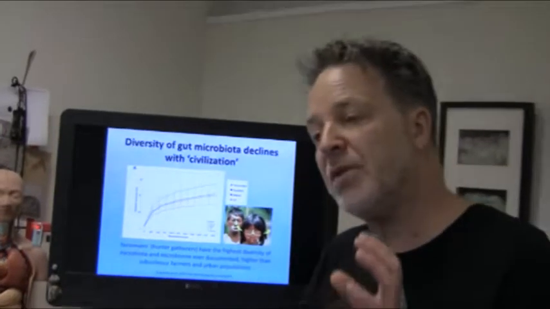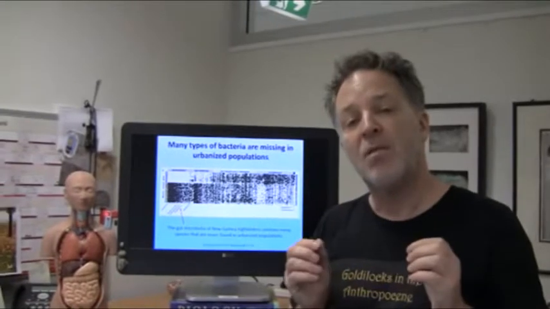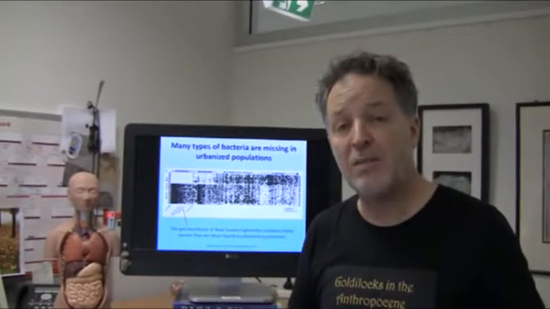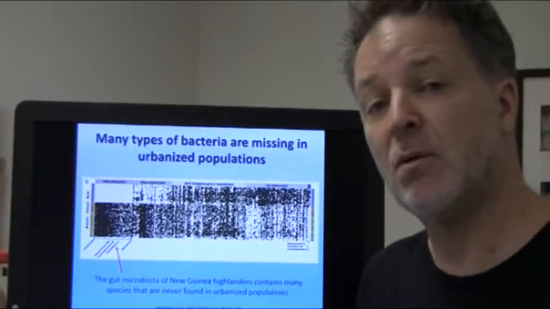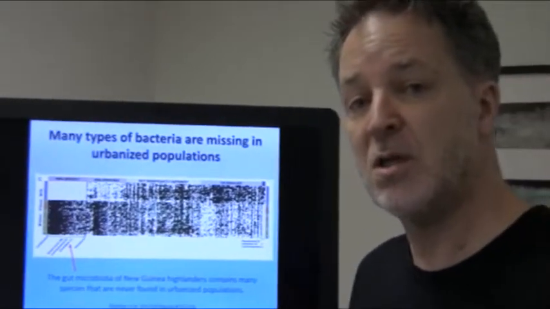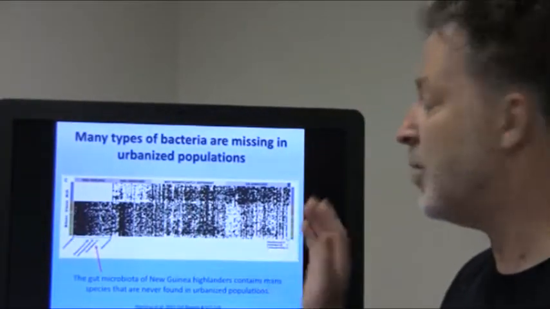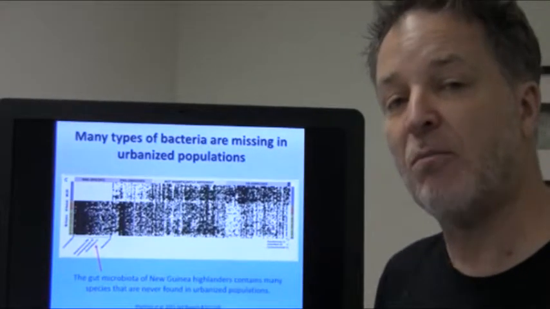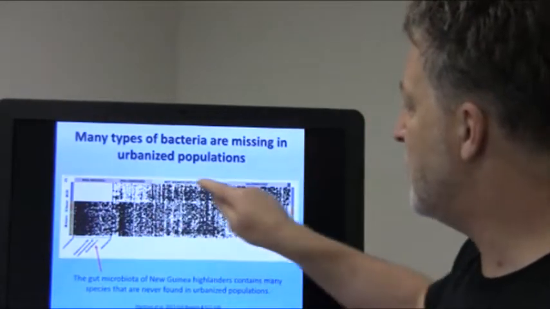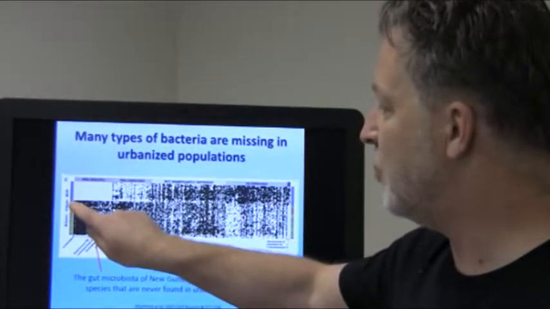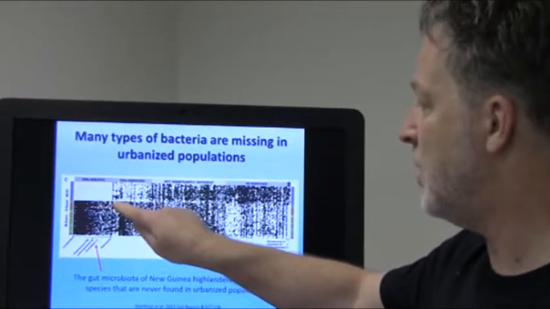And if we look at the individual components, we find that there are groups of organisms that are entirely missing from modern humans living in urban populations. So you can see that here, each one of these columns is a particular microorganism. A black dot means that that organism is present. Each one of the horizontals is an individual. So let's take this individual here. All of these microorganisms are present in this individual's gut. There's a few missing here.